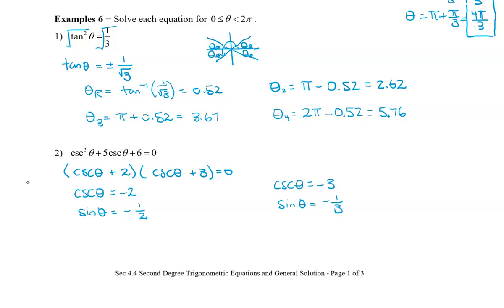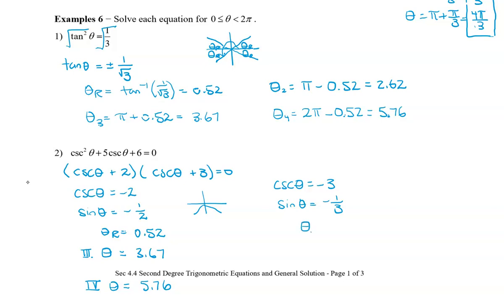So we're going to do the same thing that we did with the tan. We're going to first find our reference angle. So in this case, this will be 0.52. And we know that sine is negative in the third and fourth quadrant. So to find the third quadrant angle, we're going to go pi plus 0.52, and that will give us 3.67. And I'll write the second one down here. So in the fourth quadrant, theta is equal to 2 pi minus 0.52, which gives us 5.76.